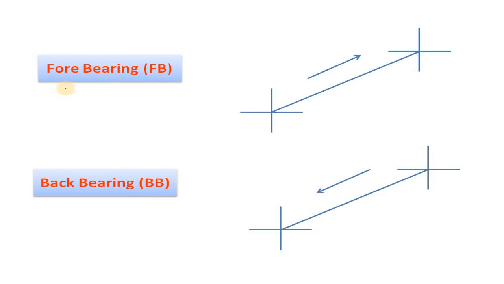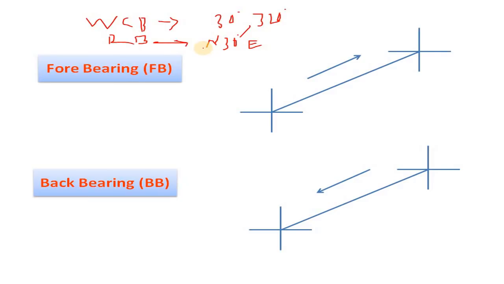For bearing and back bearing, you know one thing: in WCB system, bearing is written simply as whatever angle, without any direction notation, like 320 degree. But in RB system you need to write the direction, suppose N 30 degree E. If the bearing of a line is given and it is not written as either WCB or reduced bearing, or not written in this format, it means the given bearing is in WCB system. Remember these things. Now what is for bearing?